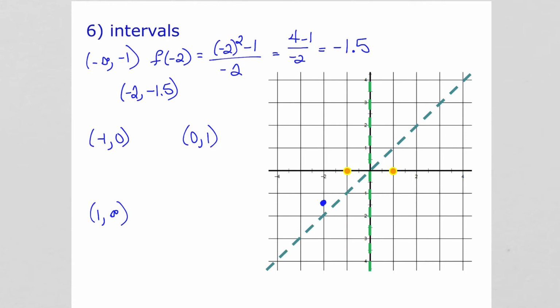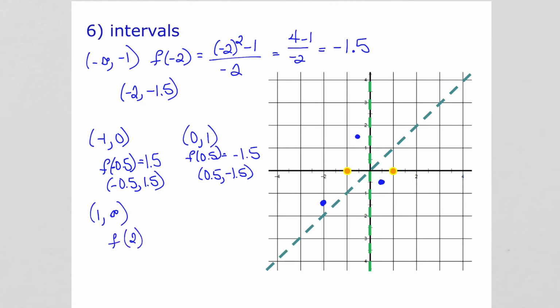Between negative 1 and 0, we're going to have to pick negative 0.5. F of negative 0.5, when you plug that in, you get 1.5. So we've got a point at negative 0.5, 1.5. Then we'll plug in 0.5. We get negative 1.5. So there's a point at 0.5, negative 1.5. And then 1 to infinity, let's choose 2. F of 2, got another 1.5. So we've got a point at 2, 1.5.